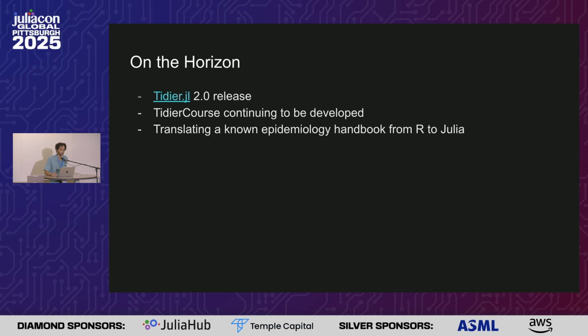So what's on the horizon? Tidier 2.0 is hopefully coming out soon, in the distant future, when we get TidierDB, TidierPlots, and TidierData to their 1.0 releases. Kurt Dib has been putting in a lot of cool work on TidierCourse to familiarize folks with the kind of thinking that goes into it and some of the gems that we have tucked away in these packages. And we're hopefully soon translating a well-known epidemiology handbook from R to Julia, again as another point of entry for folks.